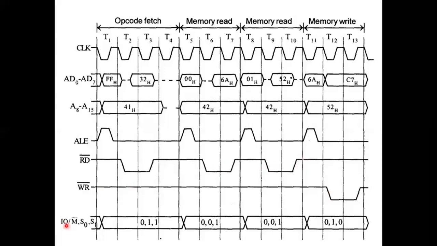Same for the input output signals. For opcode fetch it will be 0 1 1. For memory read it will be 0 0 1. For memory read again 0 0 1. For memory write it will be 0 1 0. This is written from the table. Okay, this is the concept.